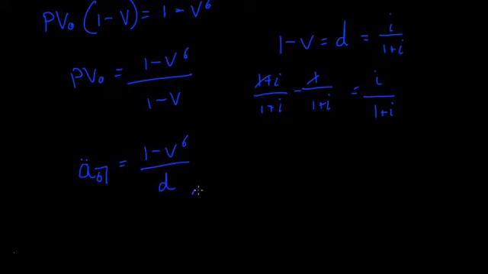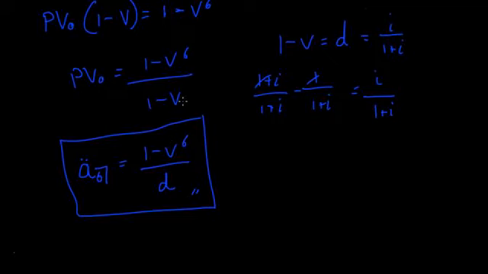1 minus v to the 6 on d. Thank you very much for watching, and now we're going to actually start looking at how we can do an increasing annuity, how we derive that formula.